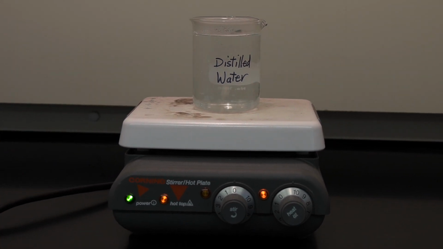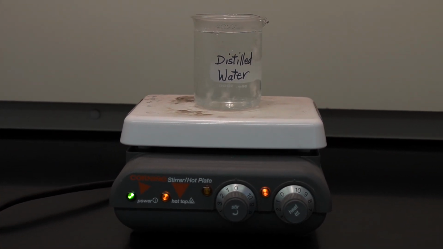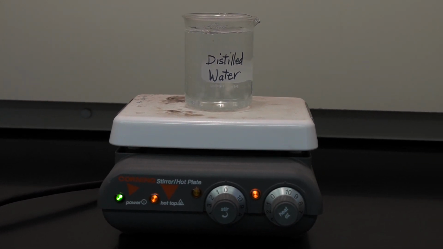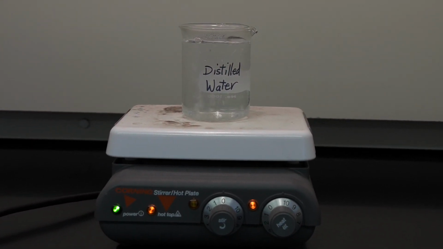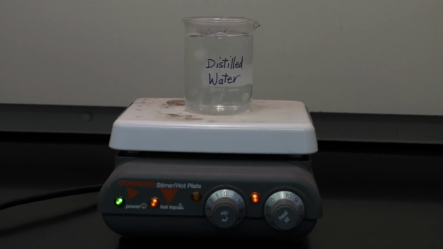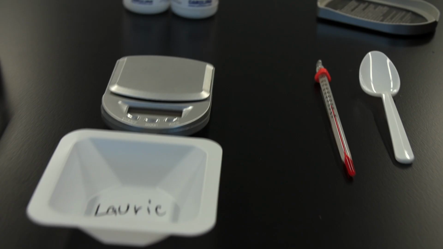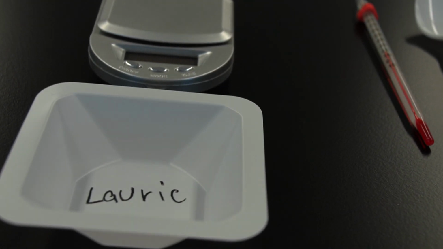Heat 300 milliliters of tap water to approximately 80 degrees Celsius. This can be performed on a stove, in a pot or saucepan, or in a microwave. Activity 1. Freezing point of pure lauric acid.